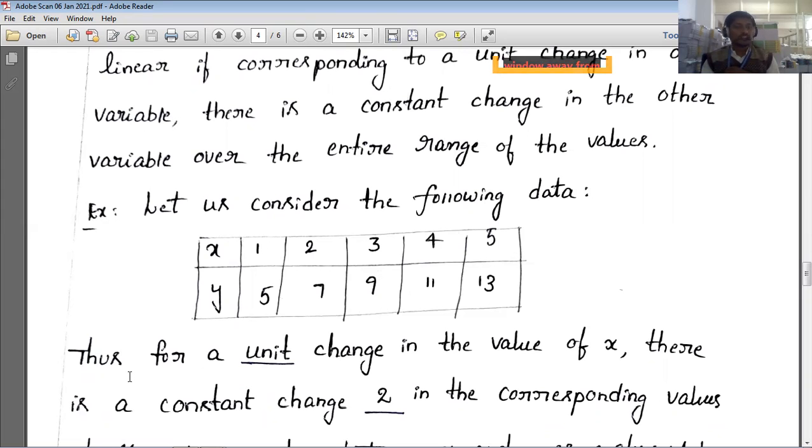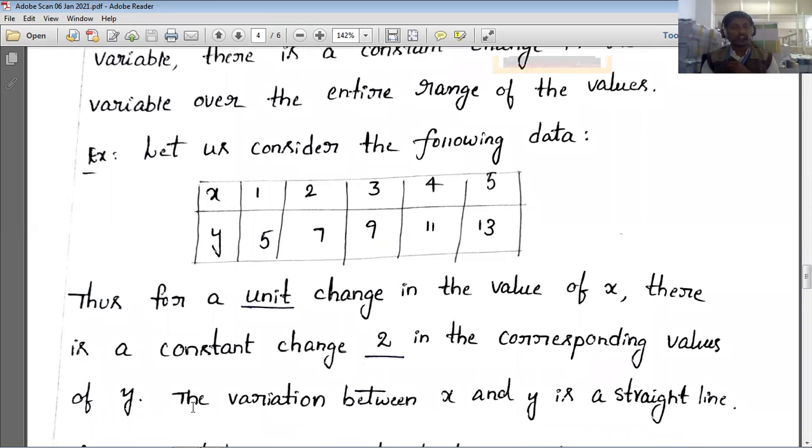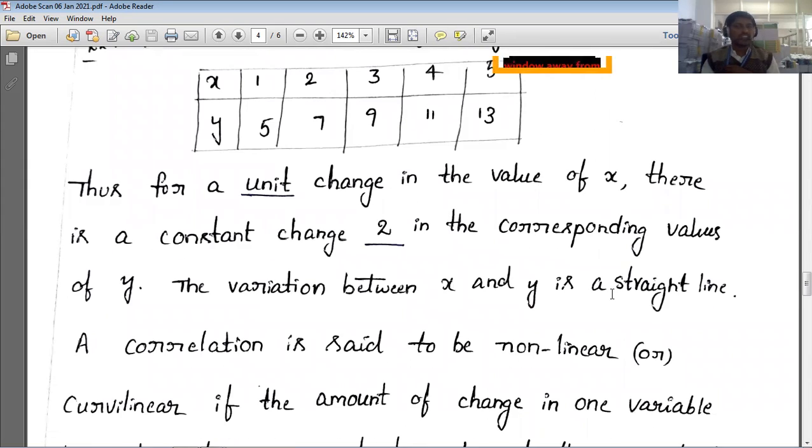That is the one we wrote here. Thus for a unit change in the value of x, there is a constant change of 2 in the corresponding values of y. Unit change means here the difference is only one: 1, 1, 1, 1, and here it is 2, 2, 2. So the variation between x and y is a straight line. If you plot the points 1,5; 2,7; 3,9; 4,11; and 5,13 on graph paper and join them, we will get a straight line.